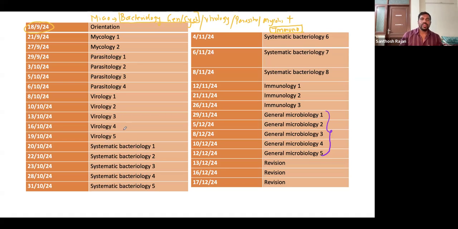And when you come to virology, we have made 5 classes. Definitely virology is an important topic. There will be DNA viruses and RNA viruses. In DNA viruses we have 6 viruses, and that is a huge one. Then RNA viruses have another list. That will be covered in 5 classes. Easily we can cover it.